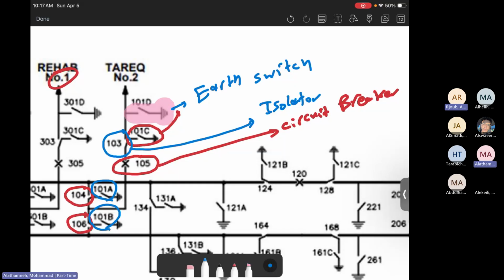Why do we have two earth switches for one feeder? I think this is just for extra caution, for extra safety. Not all power substations have the extra earth switch, but this is based on the design, just to add more safety. Okay.